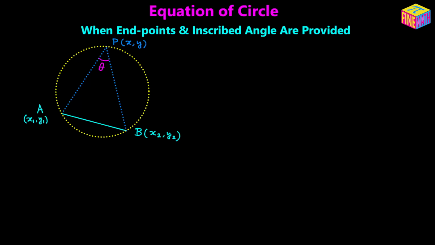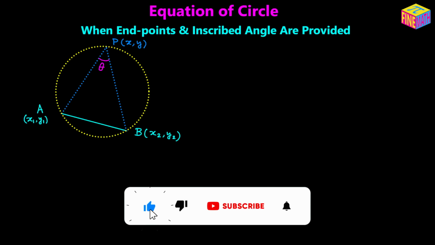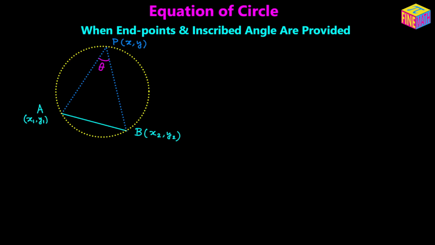Hi everyone, in this video we are going to see how to find the equation of a circle when the endpoints of a chord are provided and also the inscribed angle is provided. Let's suppose we have a chord AB, and the coordinates of A and coordinates of B are provided, and also it has been given that this chord inscribes an angle of theta degrees or theta radians. In that case, we have to find the equation of the circle.